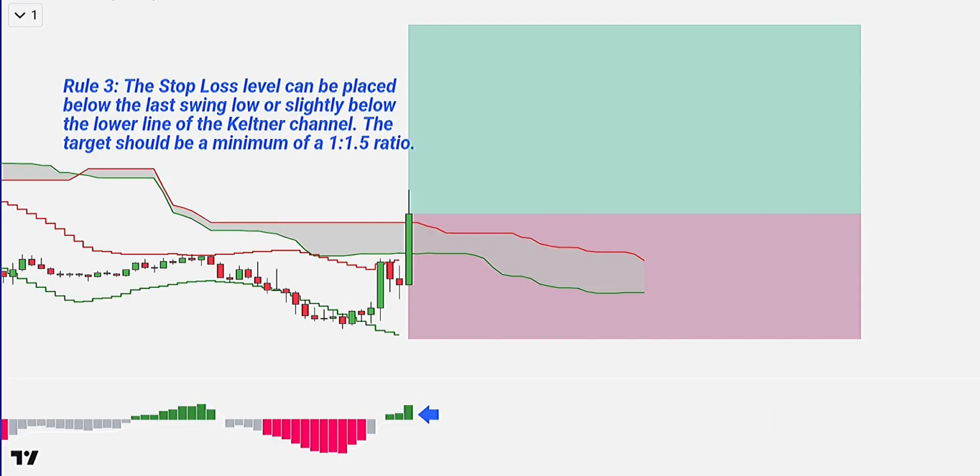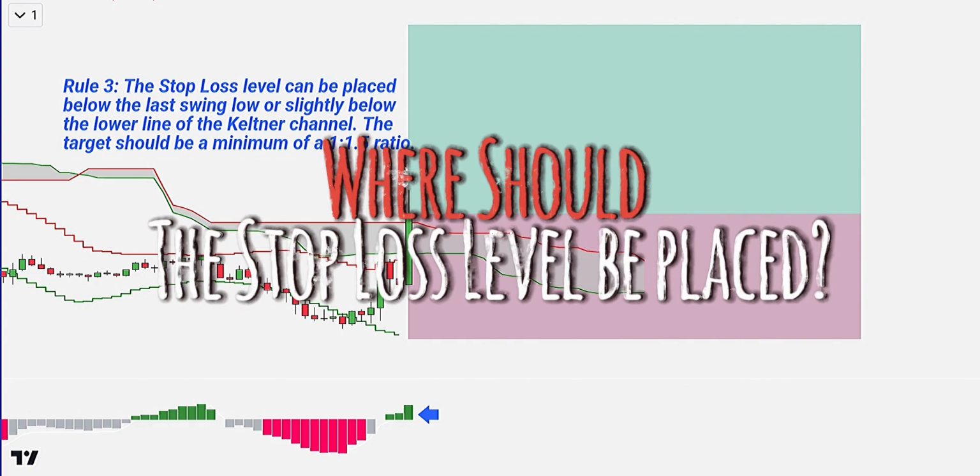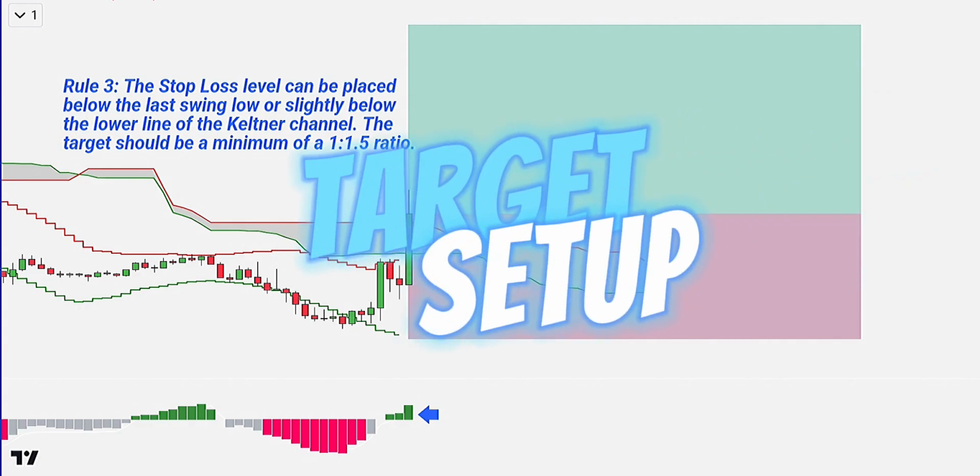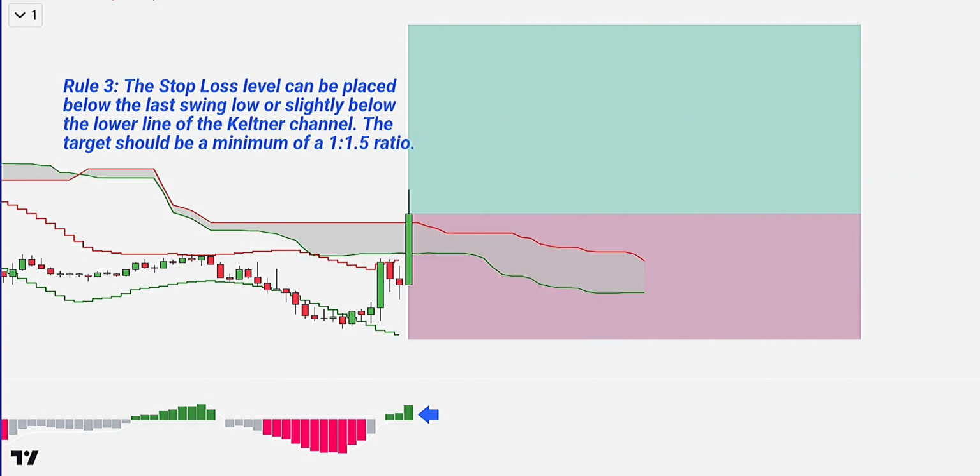Rule 3. Risk management and target setting. Objective: implement effective risk management for long positions. Stop loss placement. Option 1: below the last swing low. Option 2: slightly below the lower line of the Keltner Channel. Target setting: aim for a minimum risk-reward ratio of 1 to 1.5.